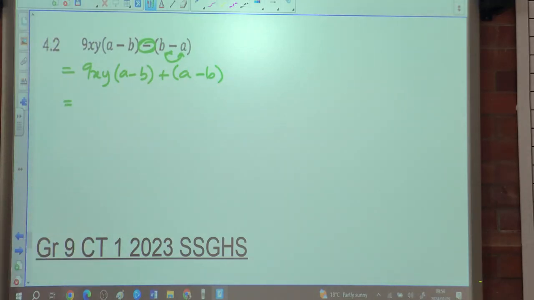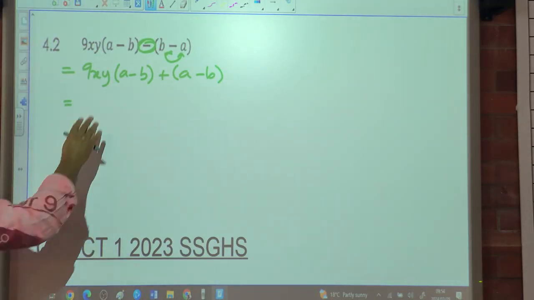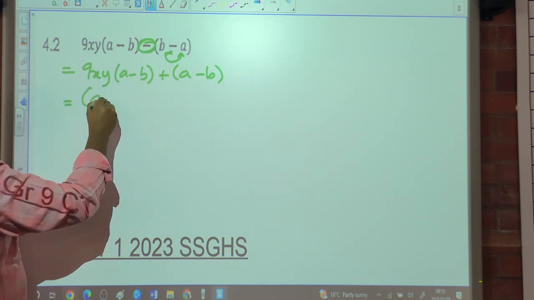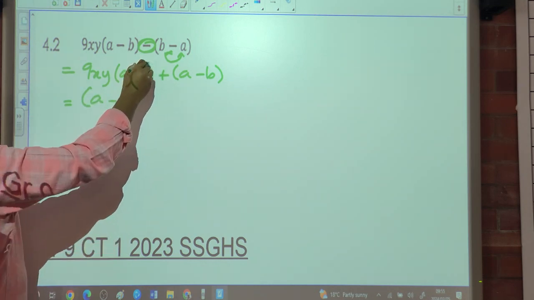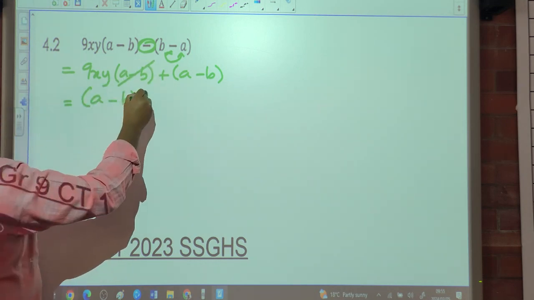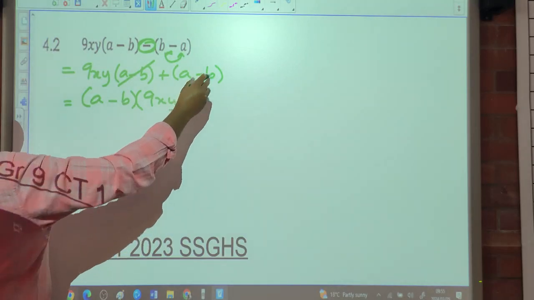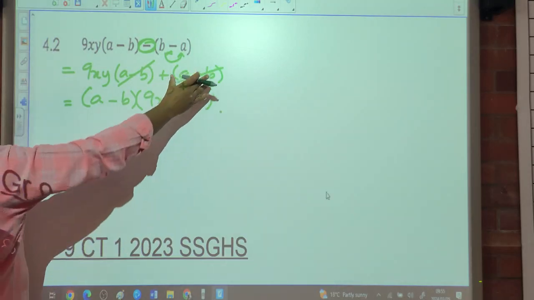How many terms are there? 2 terms. And what is common in the 2 terms? A minus b. So if I take a minus b out, what am I left with? 9xy plus 1. Because I took the whole term out.